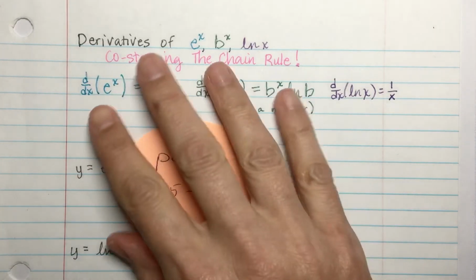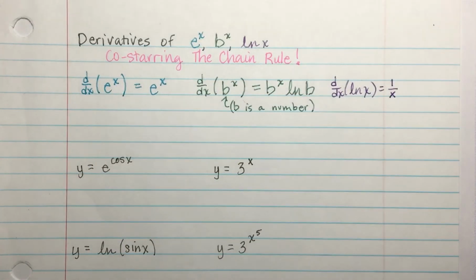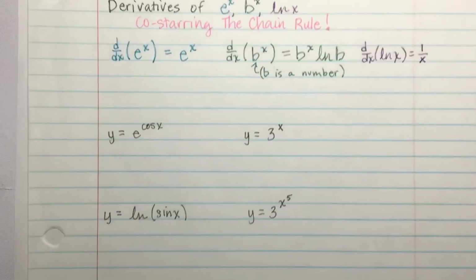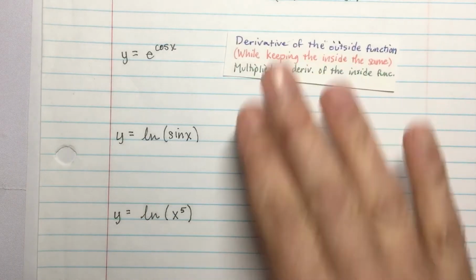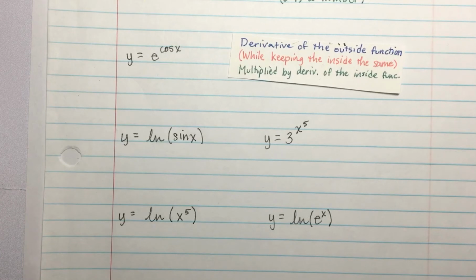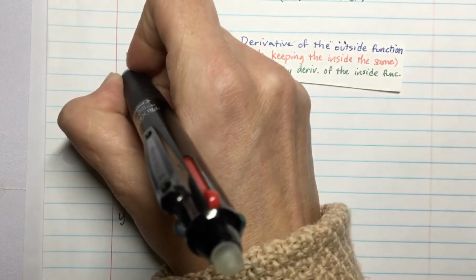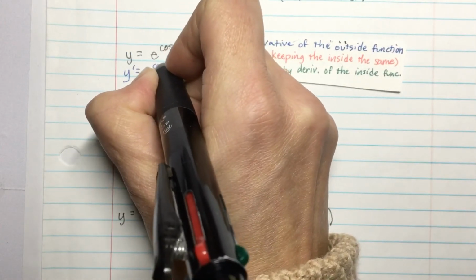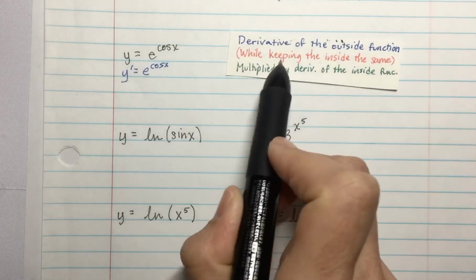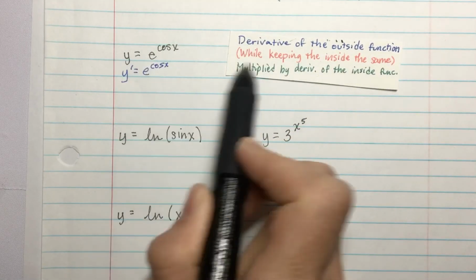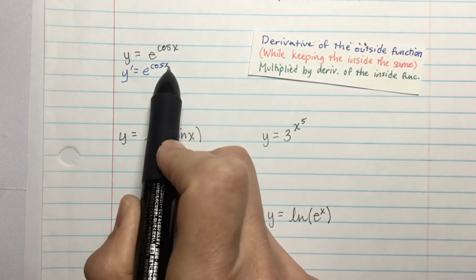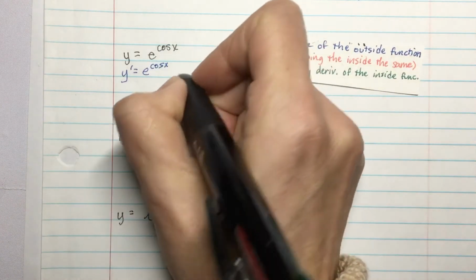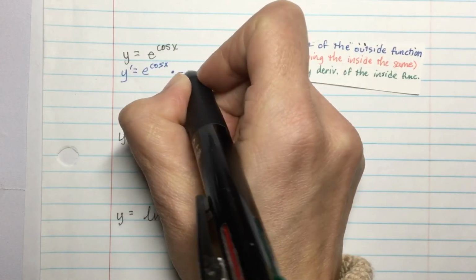I don't know why. So as we're dealing with problems like this though, of course we have to deal with the chain rule. We know about the chain rule, right? Derivative of the outside function while keeping the inside function the same, and then multiply by the derivative of the inside function. So the derivative of e to the cosine x, y prime, will be e to the, keep the inside the same, because our inside function is that cosine x, and then multiply by the derivative of the inside function. The derivative of cosine x, of course, is negative sine x.